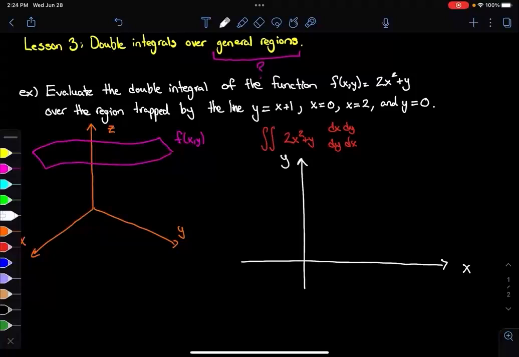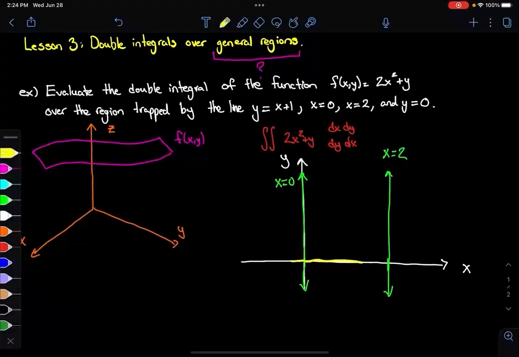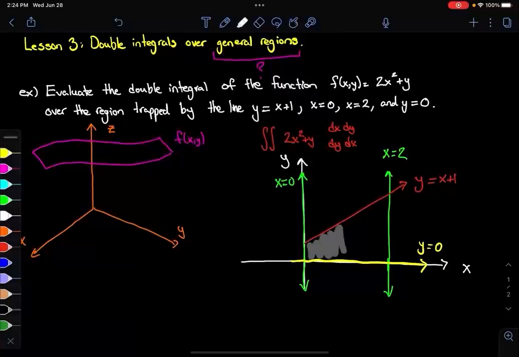So there's my x and y. Let's put some things. x equals 0, well, that's just this entire line right here. How about x equals 2? x equals 2 maybe is right here. Let's call this x equals 2. Maybe we'll call the y equals 0, in yellow. So there's a line y equals 0. And then the line y equals x plus 1, which looks like a line that does something like this. So our region of integration, the region that we care about, is going to be this space right here. And so what does this look like in 3D?